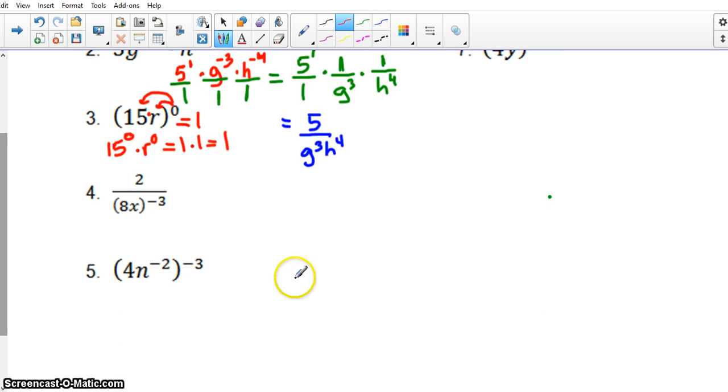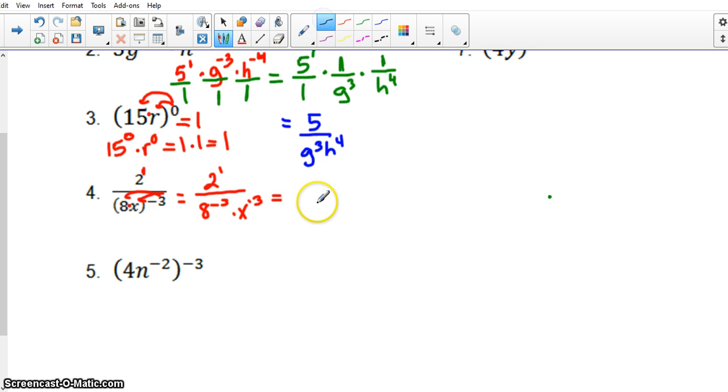Alright, for question number 4, we've already got a fraction, but I'm going to start fixing things up and adding some things in there to make this problem a little easier, like putting the 1 on the 2 and then separating with that multiplication dot. So I have 2 to the 1st power. I'm going to distribute that negative 3 to both of the factors inside the parentheses. So I have 8 to the negative 3rd times x to the negative 3rd.